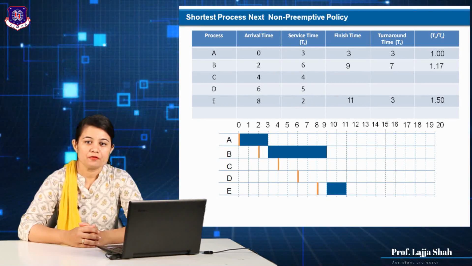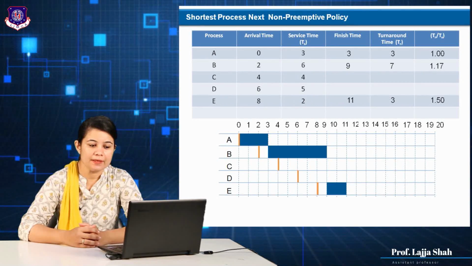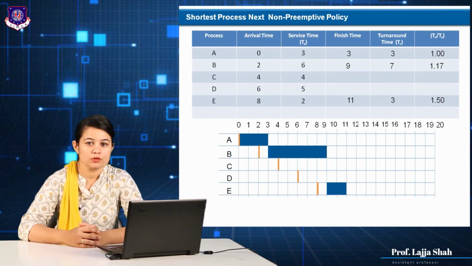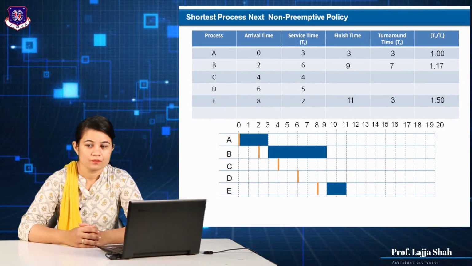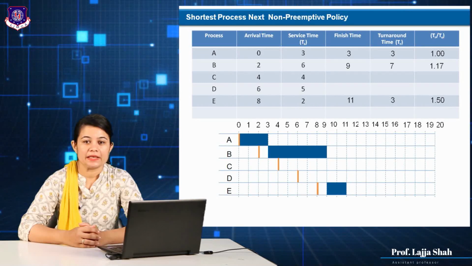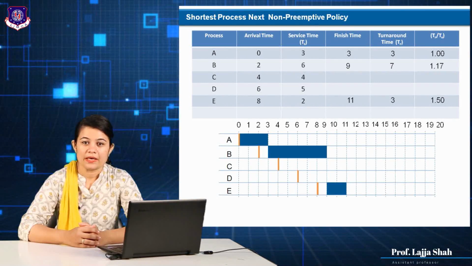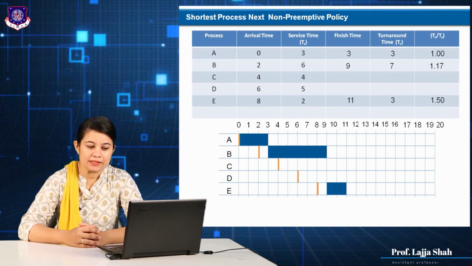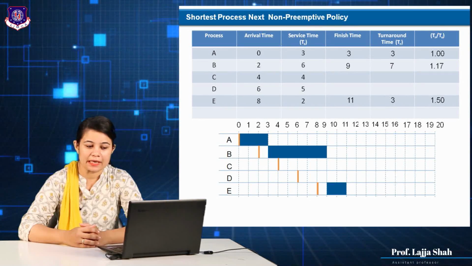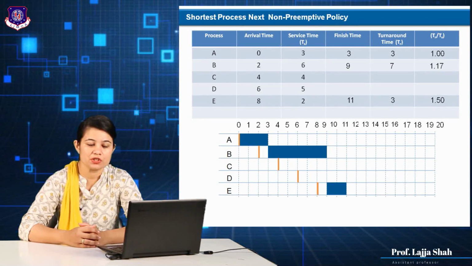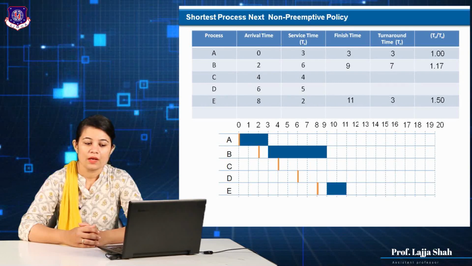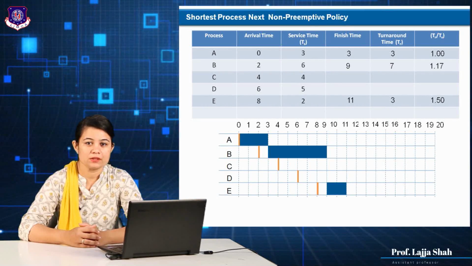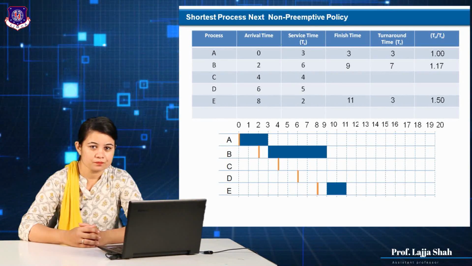After the completion of process E, again we put the values of E into the table. E will be completed at the 11th second. Its turnaround time is very small, that is 3 seconds, the difference between finish time and arrival time. And its throughput value is 1.5.